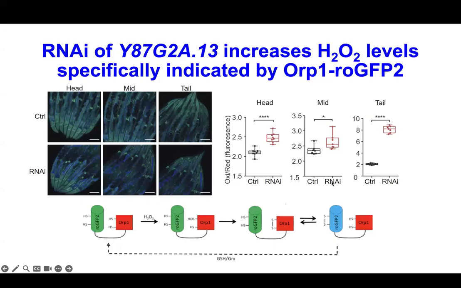in three different body regions, we see elevated H2O2 signal, or the oxidation reduction ratio going up upon the knockdown of the gene Y87G2A.13. And interestingly, the tail region shows a much more dramatic response than the head and the middle region, which was initially puzzling to us, but it turned out that this is simply because of the protein abundance difference in different body regions.